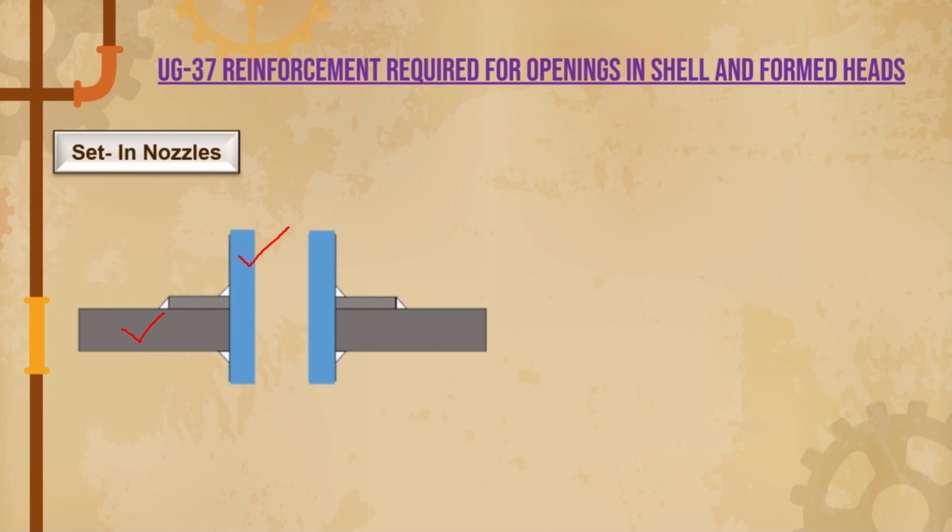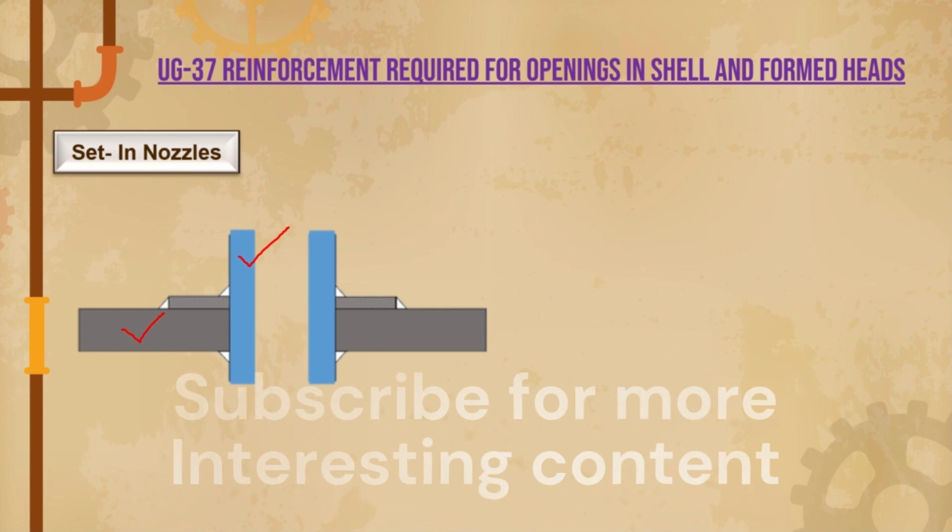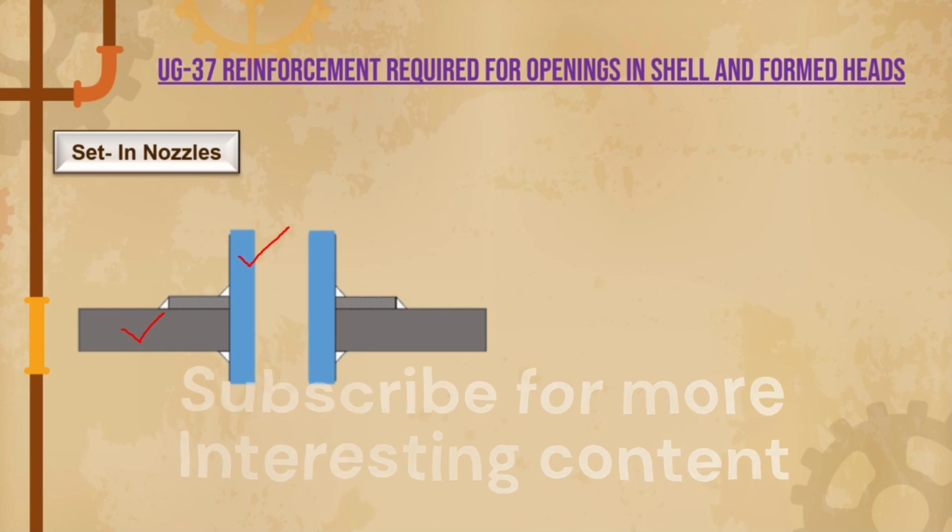In this figure, what will be the value of D? As per our engineering judgment calculation, we consider D as the diameter of the opening, not the nozzle inside diameter. But as per code, D is the finished diameter of the opening. So the code says finished diameter.